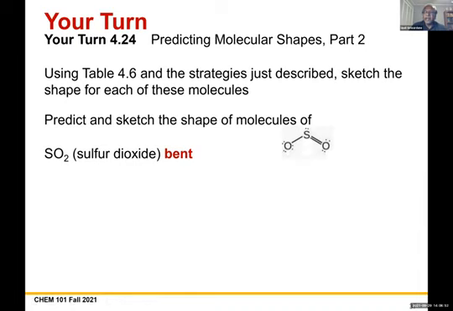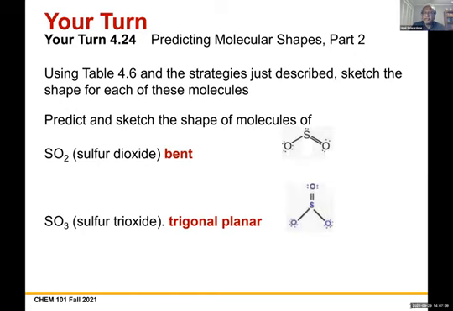So it's like ozone. Ozone also had the bent molecular structure. If you look at sulfur trioxide, it has a trigonal planar shape. When you write down the Lewis structure, it has a double bond and two single bonds. A double bond is treated in VSEPR theory the same as a single bond.